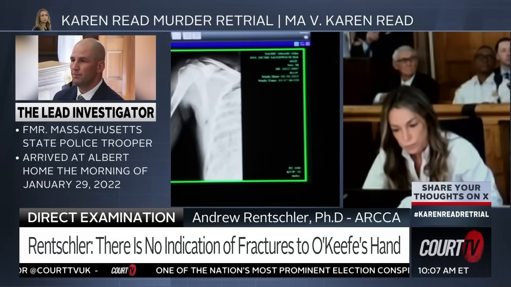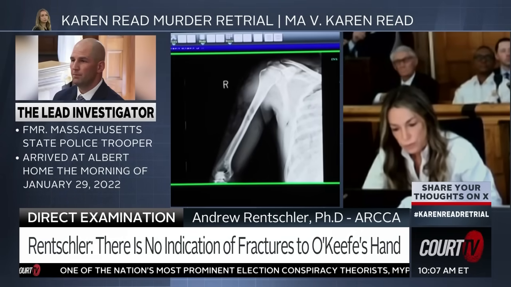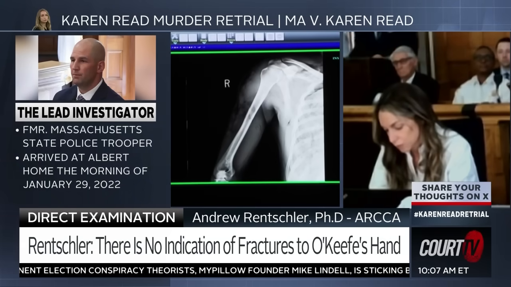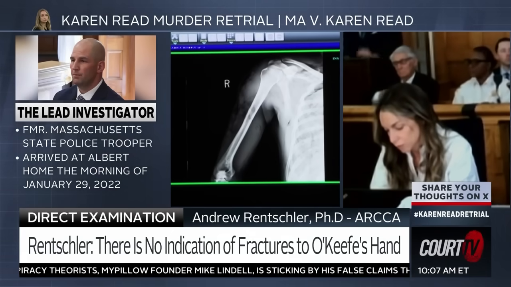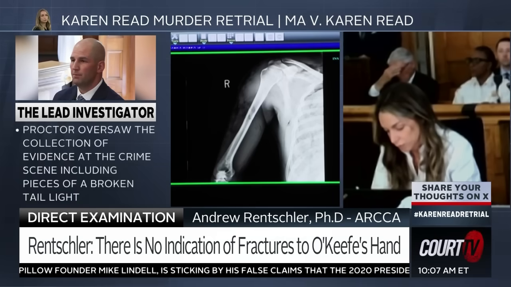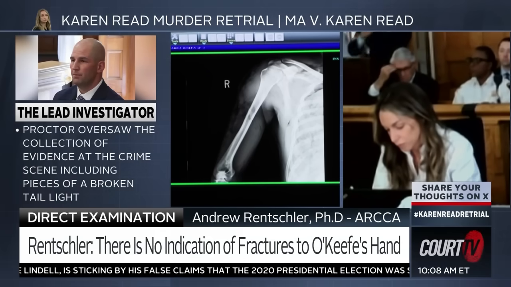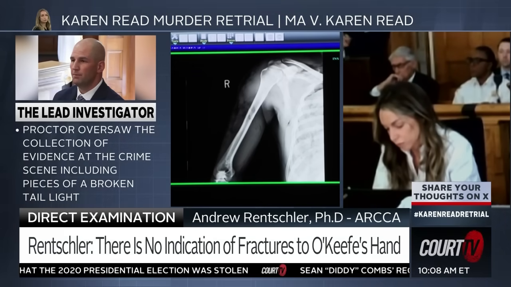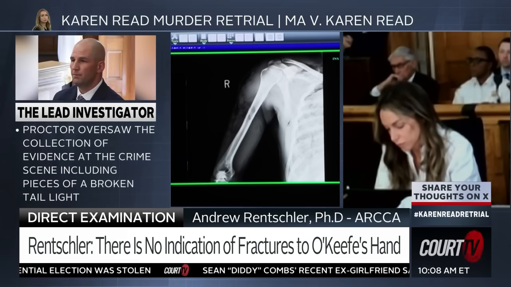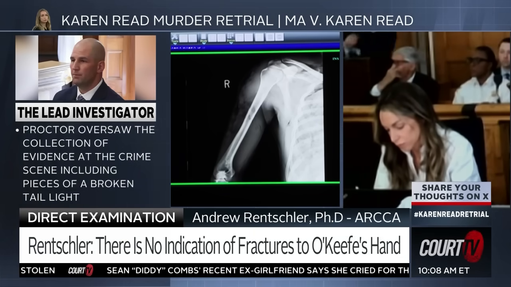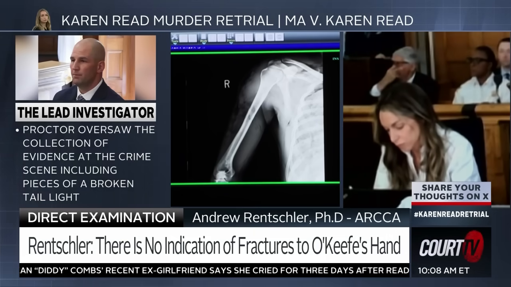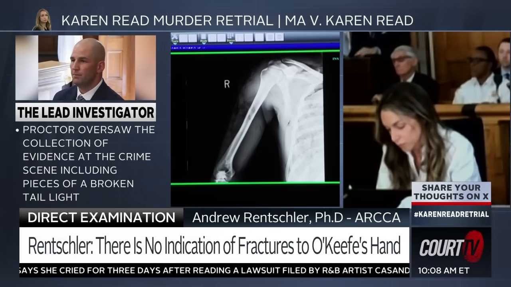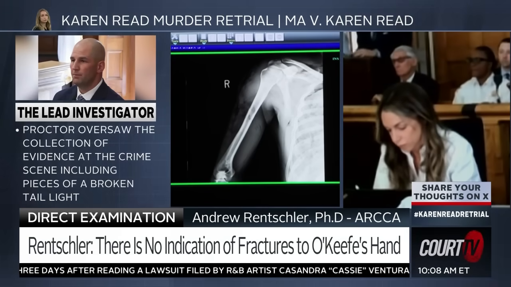If we could go to 229C as in Charlie. What are we looking at in this photograph? This is the right humerus, the right upper bone of Mr. O'Keefe's right arm. Did you review this in furtherance of your analysis? I did, yes, sir. Did you note any defects, trauma, injuries at all with regard to the humerus? I did not, no, sir. What about the joints associated with the humerus, top or bottom? I did not note any injuries or damage to either the elbow or the shoulder joint either.